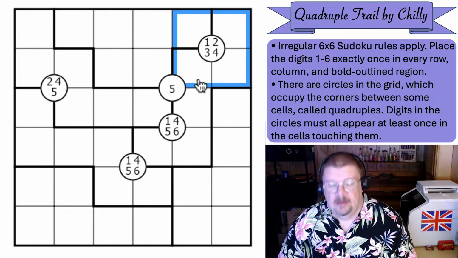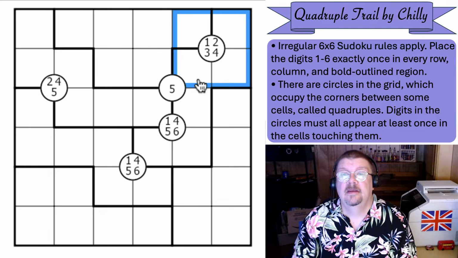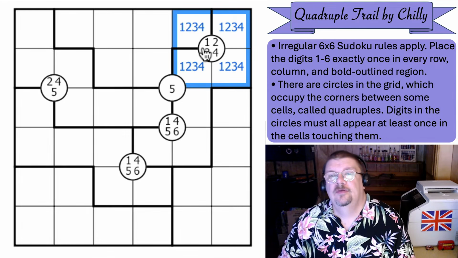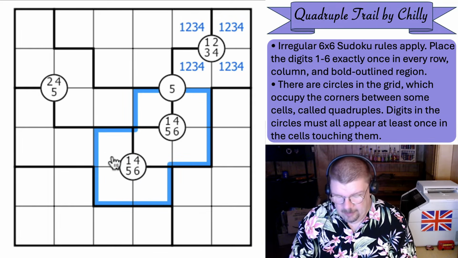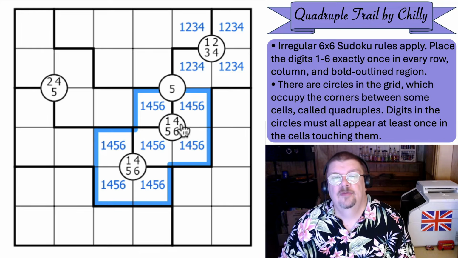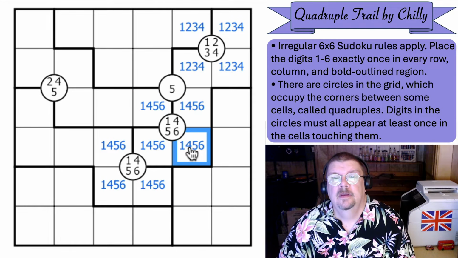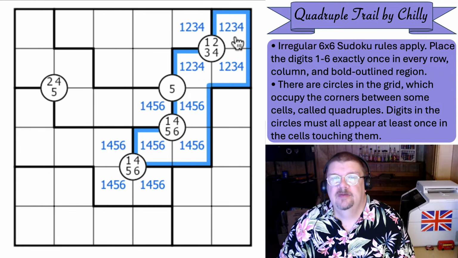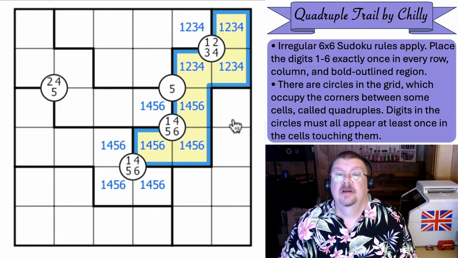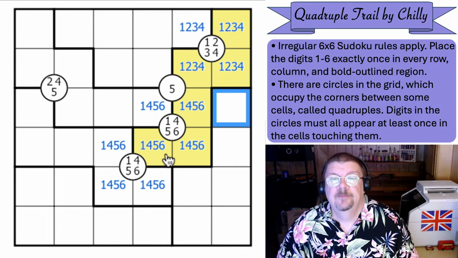Well, we have some cells where we know all the possible digits in them. So those can only be from 1, 2, 3, and 4 because of this quadruple. All of these cells can only be from 1, 4, 5, and 6 because of the quadruples that they have. Okay. In these 3 cells in this region, let's have a look at this region. Let's color that yellow to make it stand out a bit.